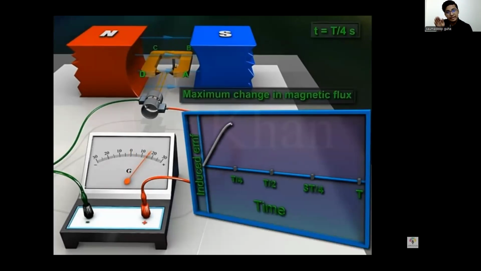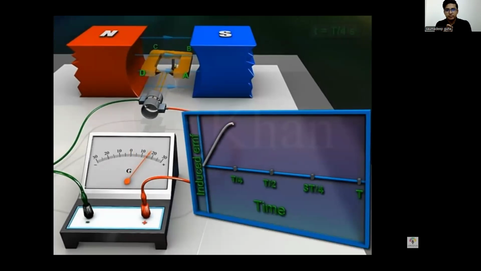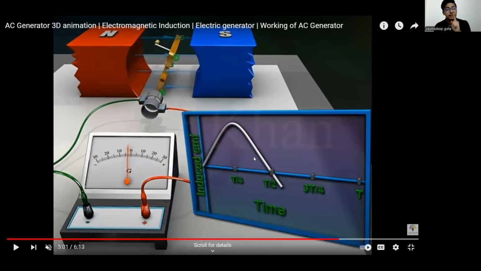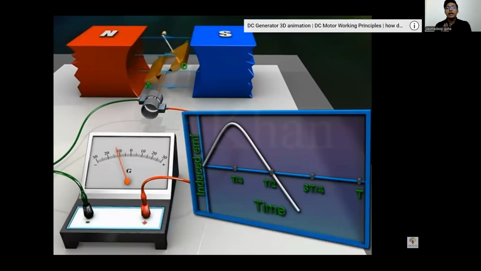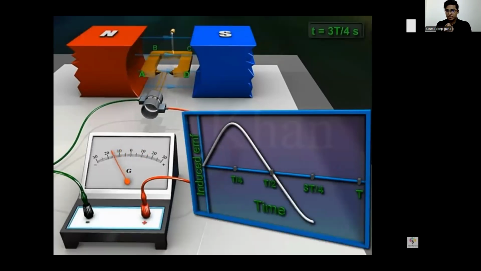Now, with the angle increasing and the flux changing, the value will keep on decreasing. See, the value is decreasing, and it will again become 0 when the magnetic field lines are perpendicular to the plane of the coil. See, it becomes 0 at T by 2. Again, it will increase, but dear students, mind it will increase in the opposite direction, and that is where we have put the negative direction. It is going in the opposite direction, so we take it as a negative direction. Again, it is the peak value that we have reached in this position.